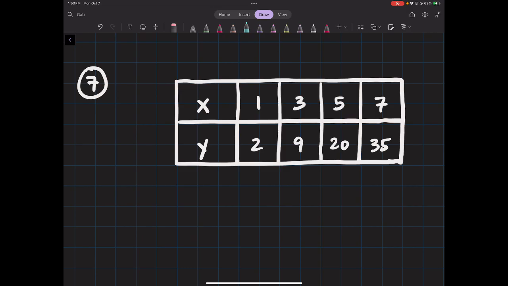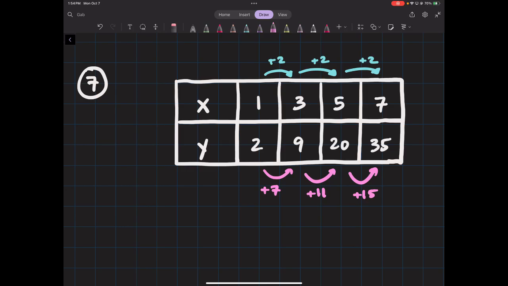All right, what about the top? So what happens at the top? Plus 2. We all see that? Okay, what about the bottom for the y's? From 2 to 9, what is that? Plus 7. And then plus 11. Plus 15. How does that make sense? Not linear, because the y is not constant.